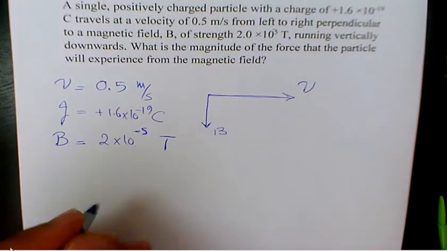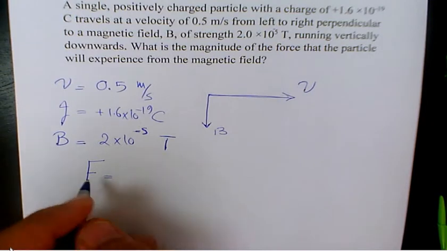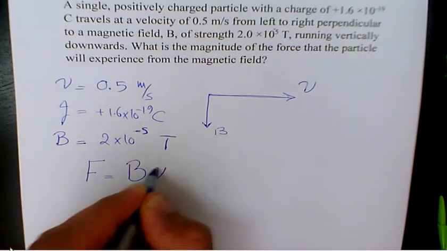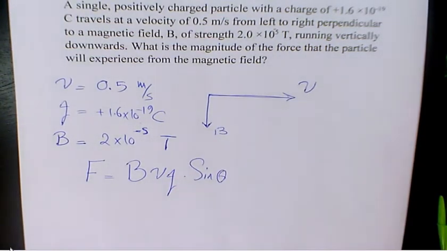So we know in order to find out the magnetic field force, or magnetic force, is going to be B times V times Q times sine theta. That's how we find out. B is the magnitude of magnetic field in terms of Tesla. V is velocity of the particle. Q is the charge of the particle. And times sine theta. Theta is the angle between Q and V.